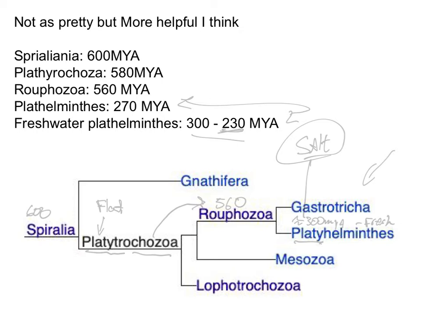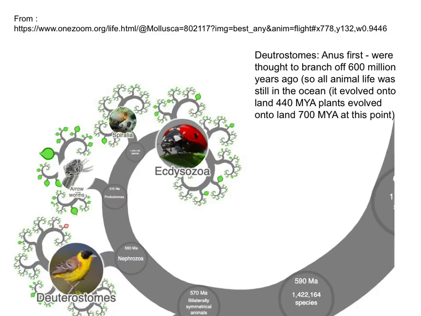The next set of images I'm going to show you are a bit more artistic, but they give you a sense of this evolution component. So I would encourage you to go to OneZoom.org Life, and it's beautiful. If you'll remember that we looked at deuterostomes, right? So these are organisms that developed the anus first. That was about 600 million years ago that they branched off. So everything is still in the ocean, and then went on to land. Here, that's the evolution of deuterostomes.